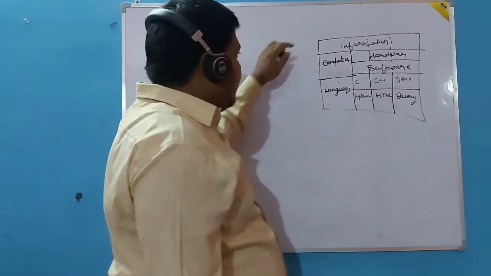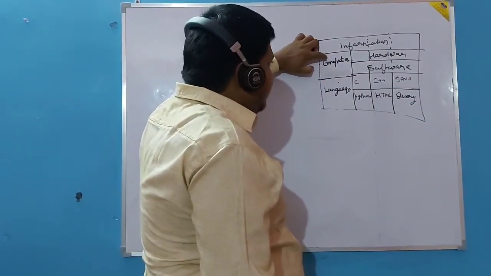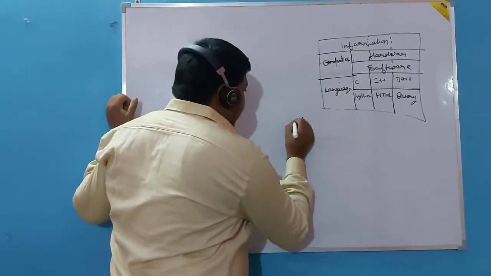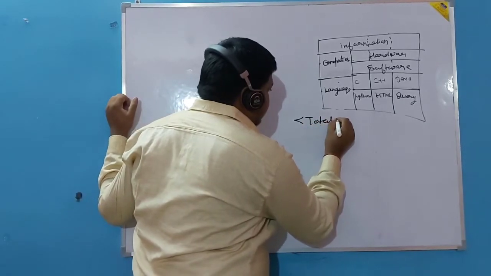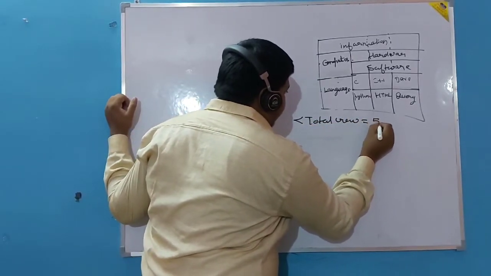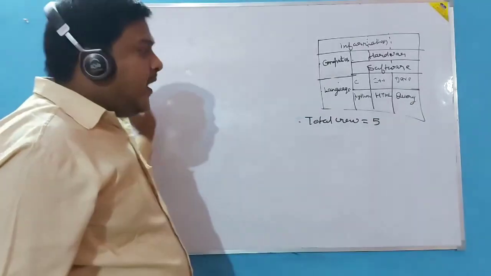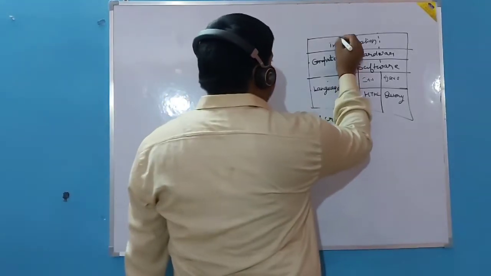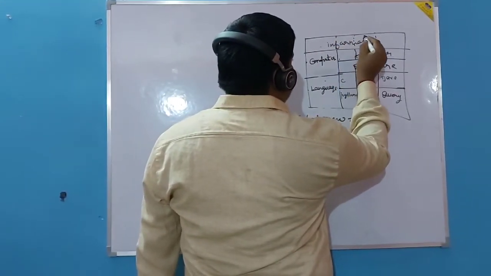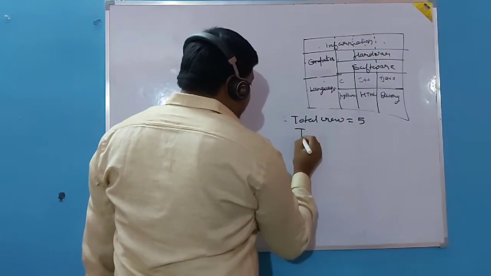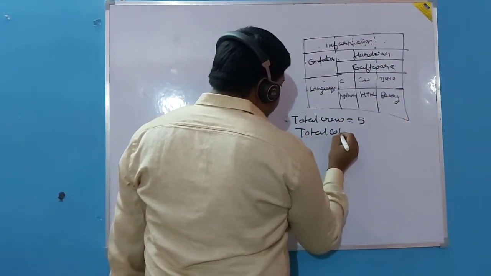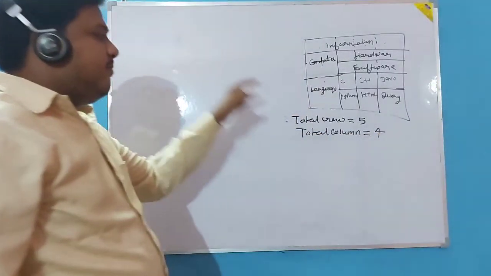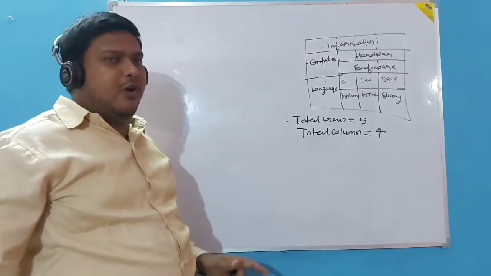So here, row number 1, row number 2, row number 3, row number 4, row number 5. That means the total rows in this table is 5. Clear? Now what we have to find out is the total number of columns. So look here, this is column 1, column 2, column 3, column 4. So in this table there are 4 columns. Means maximum 5 rows and maximum 4 columns are there.